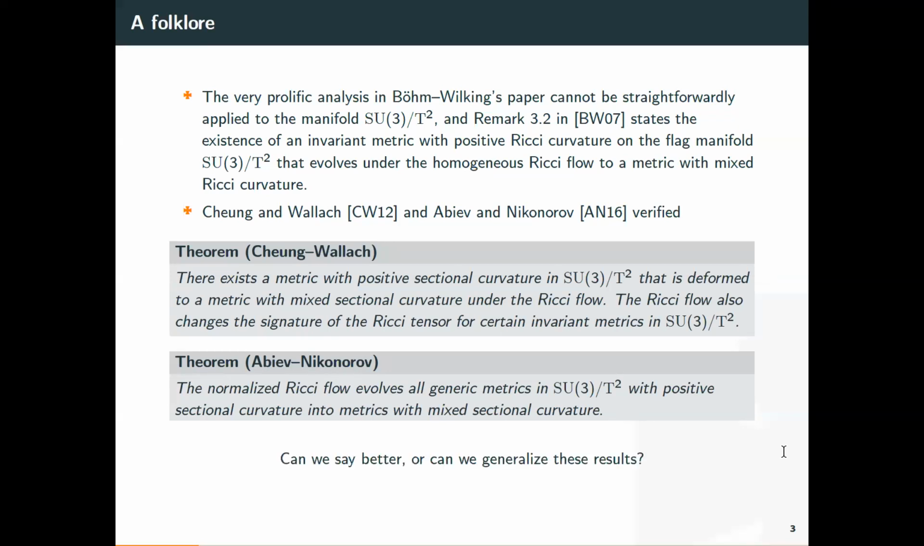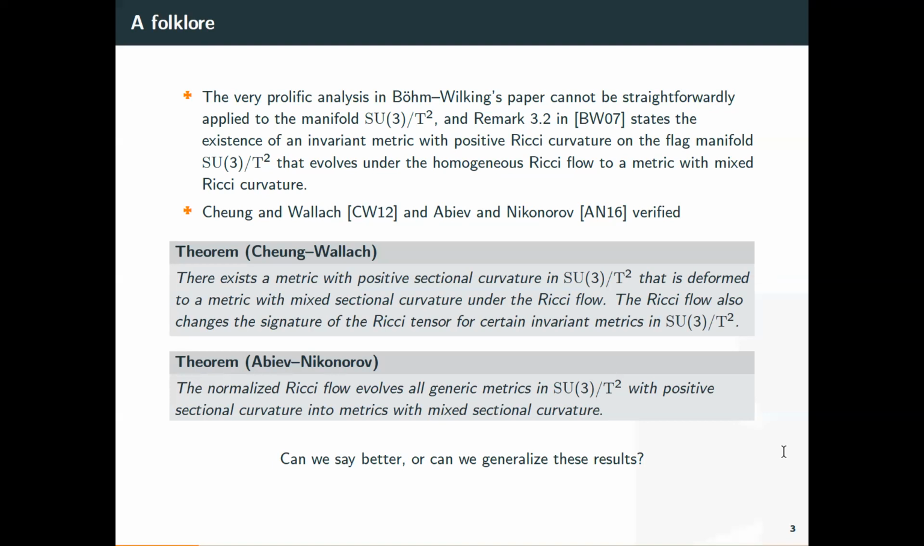But when you look at this kind of result in perspective, you are more or less tempted to think that this genericity is very interesting. What can I say about the space of matrices with this kind of properties, and what is this telling us about the dynamics of these matrices under the Ricci flow globally? And this is what I ask: can we say better, or can we generalize the results?